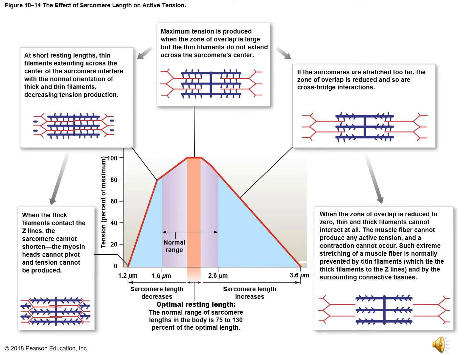The resting length of the sarcomere at the time of stimulation, which basically is that if the zone of overlap is too big or too small, it won't allow enough cross bridges to form, so it won't produce enough tension in the muscle fiber.